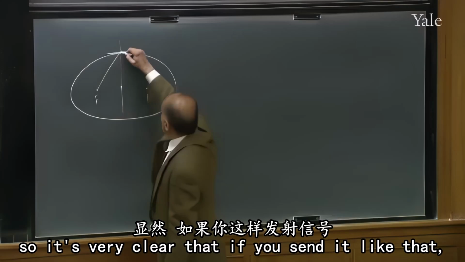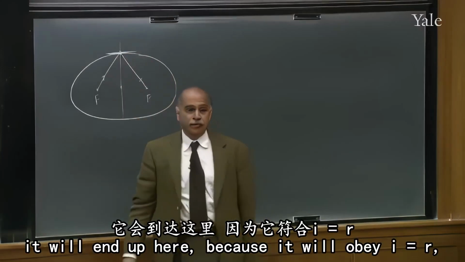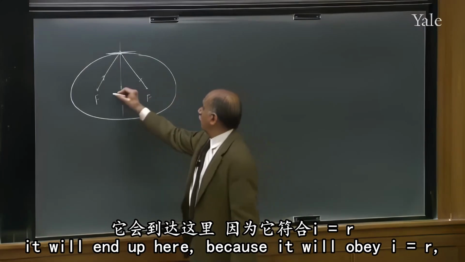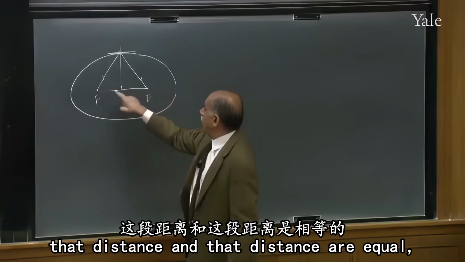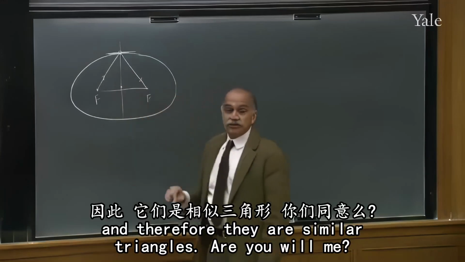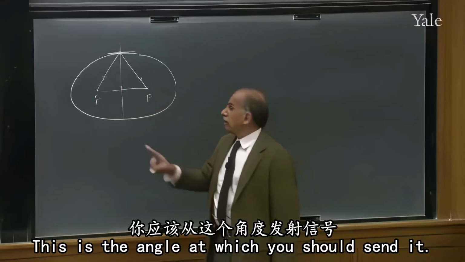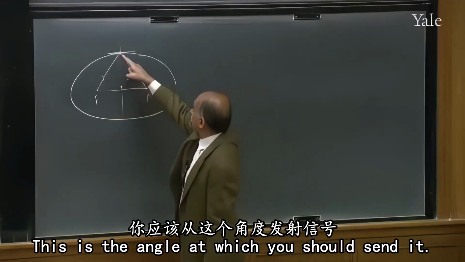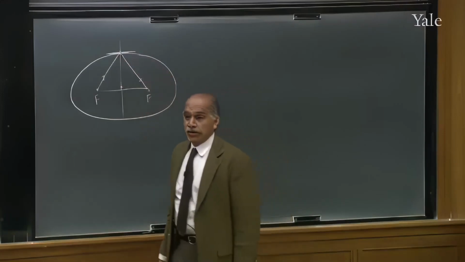So it's very clear that if you send it like that, it'll end up here because it'll obey I equal to R. You can see from similar triangles, that distance and that distance are equal, and therefore they're similar triangles. Are you with me? This is the angle at which you should send it. If you send it to this midpoint, by symmetry, it'll come to the other focal point.